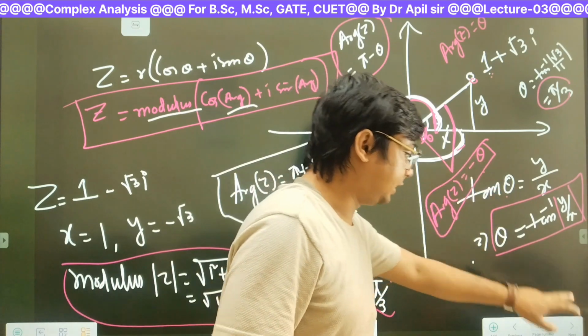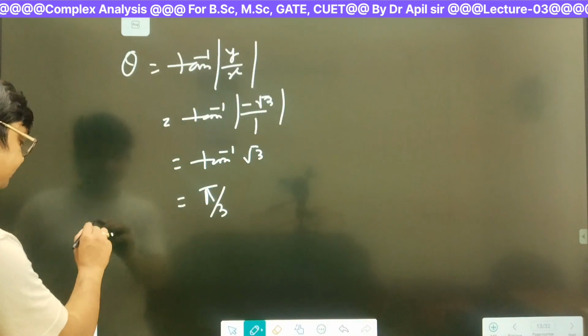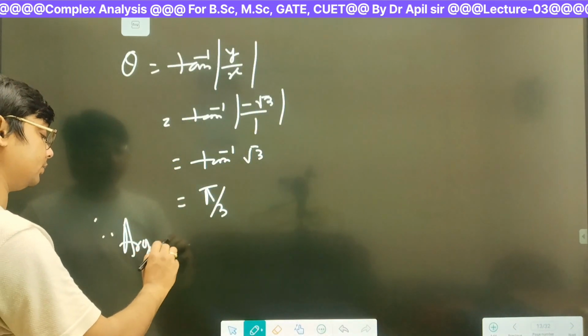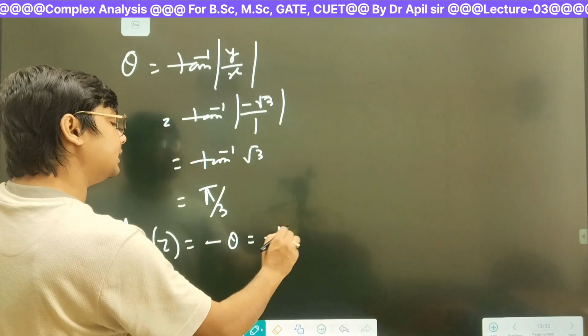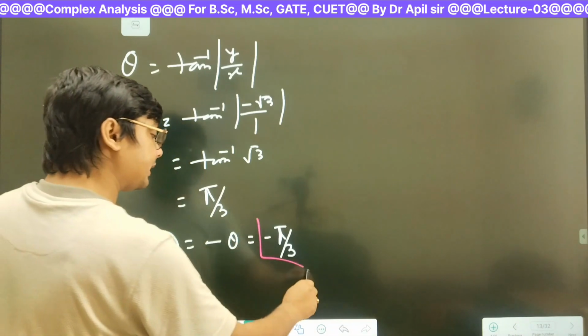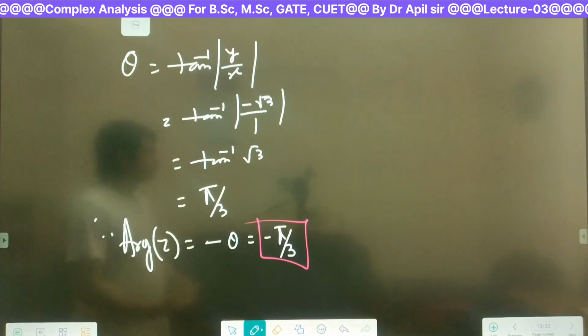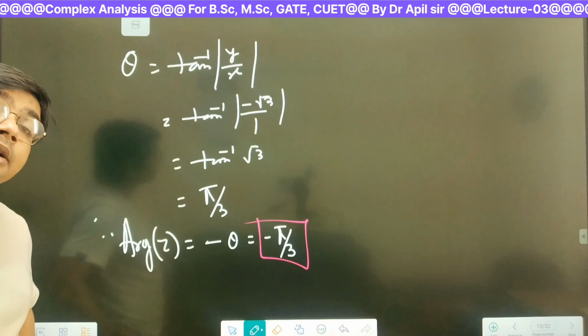So what will be the argument? The argument will be here minus theta, that means minus pi upon 3. So this is the actual argument, right? So hope you can easily find the argument and modulus.